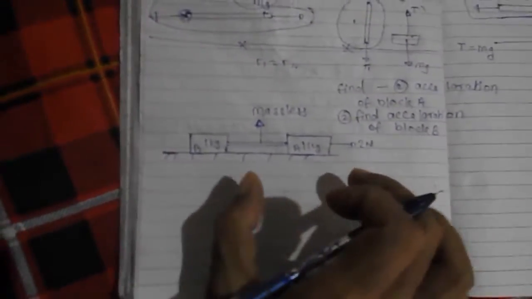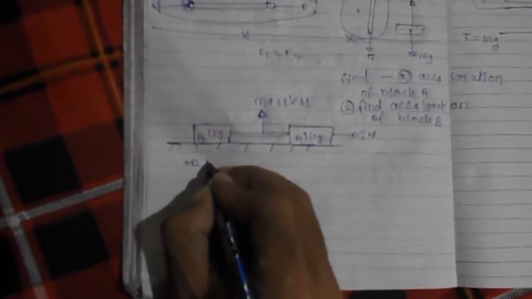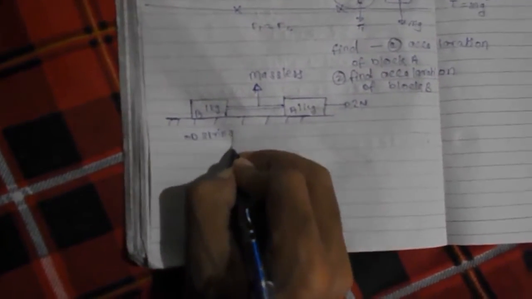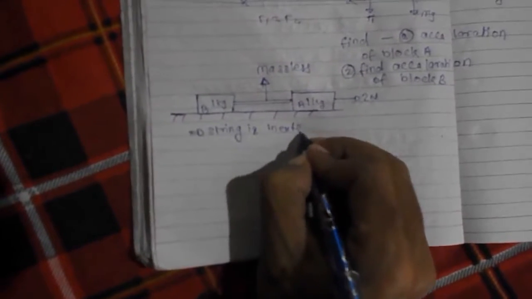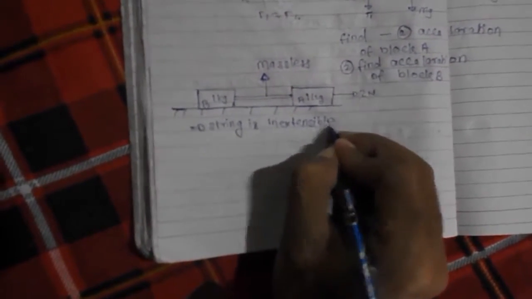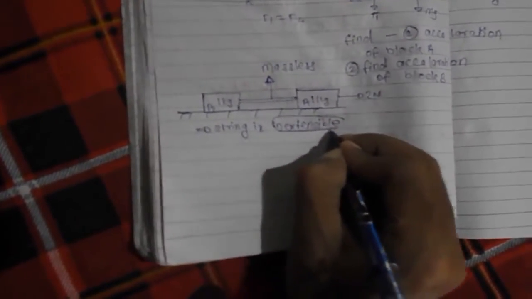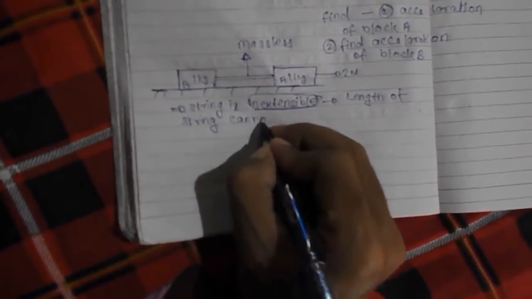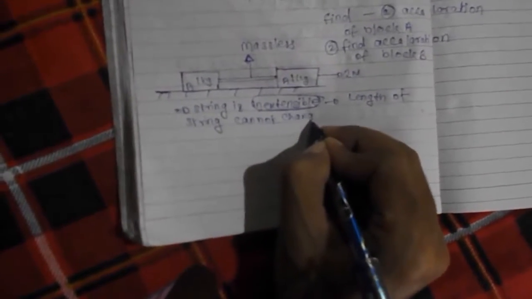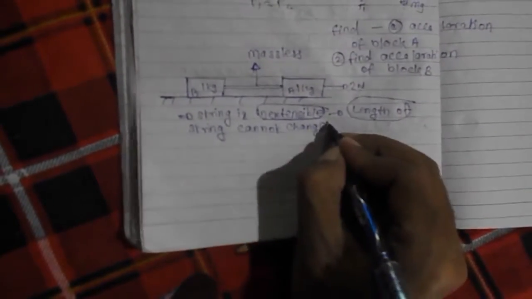Another extra thing given in this question is that the string is inextensible. This means we cannot increase the length of the string. The length of the string cannot change. This is one of the most important lines in solving questions of a string.